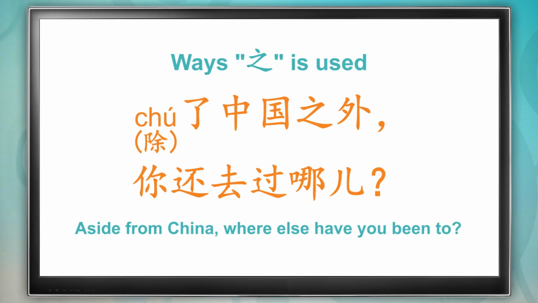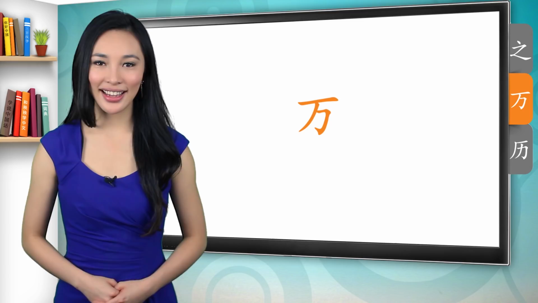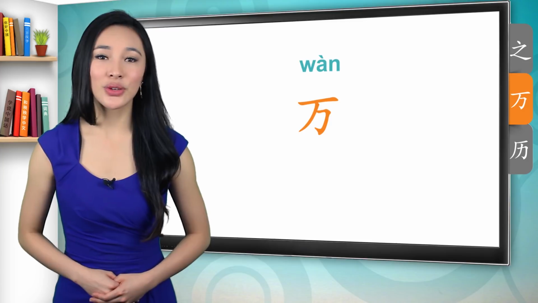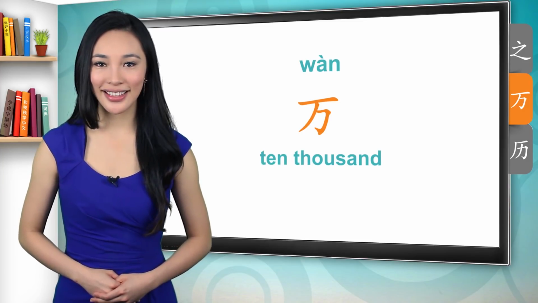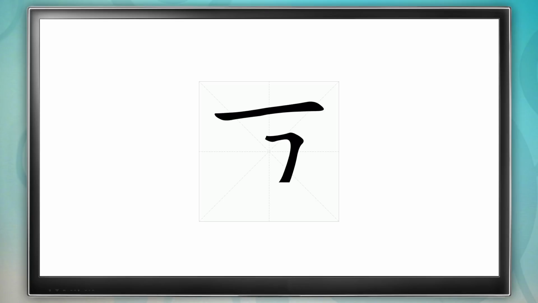Okay, now let's move on to our second character. This character is pronounced 万. It is a unit of measurement that means 10,000. The character for 万 looks like a character we learned in Yoyo 300, 方, which means place or side. You can see that 万 is just 方 without the dot on top. This is how 万 is written, stroke by stroke.